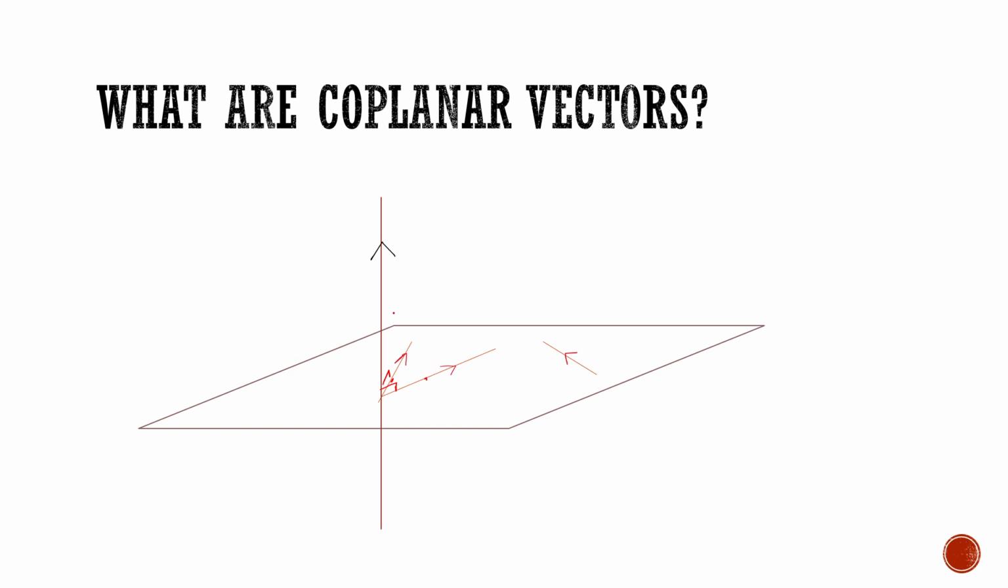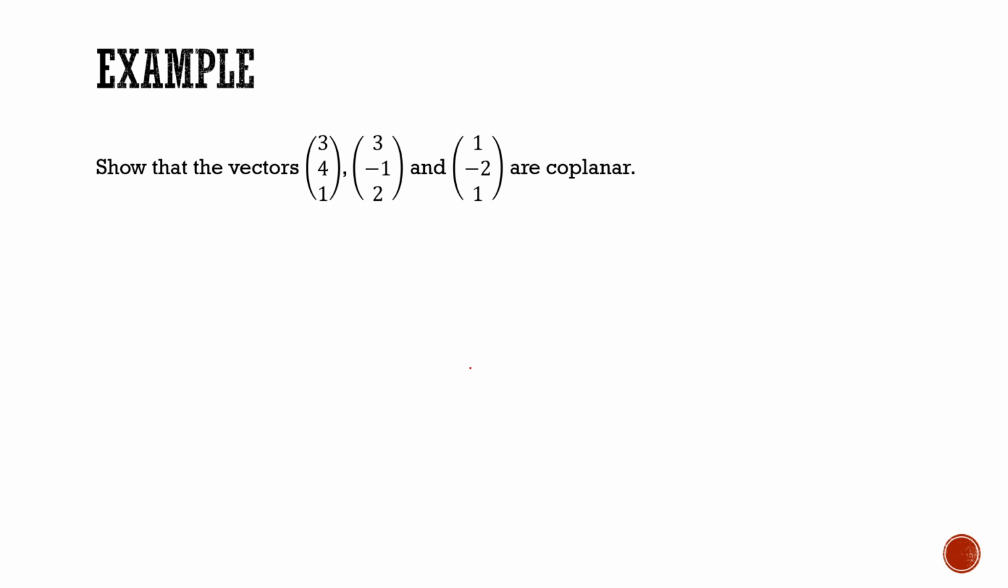And now we check if this normal is actually perpendicular to the third vector. How? By finding the dot product of the normal and the third vector. And if that dot product is 0, that means those vectors are perpendicular, and therefore the 3 vectors are coplanar. Okay, let's see how that would look in an example.